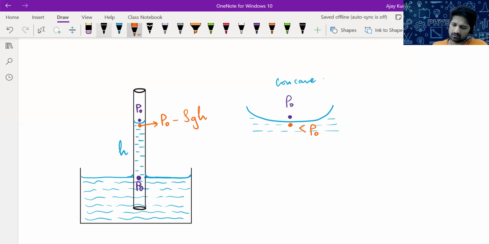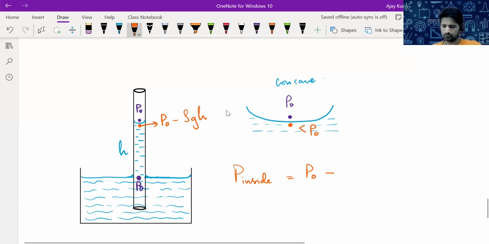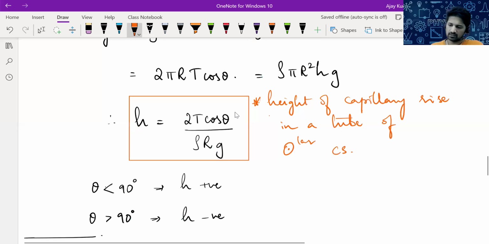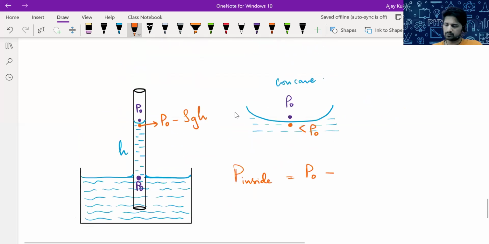And how much will that be? Pressure just inside the meniscus is P naught minus. See, this is a circular cross section, the common capillary tube that I'm considering. We know H is 2T cos theta by rho r g. If you send rho and g that side, you will be left with 2T cos theta by r. So rho g H is basically 2T cos theta divided by capital R, where capital R is the radius of curvature of the meniscus.